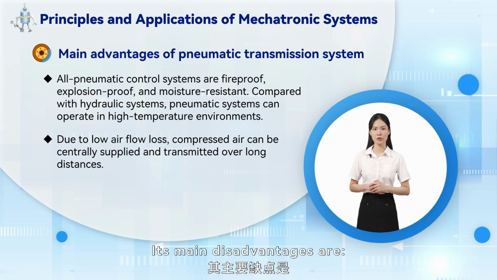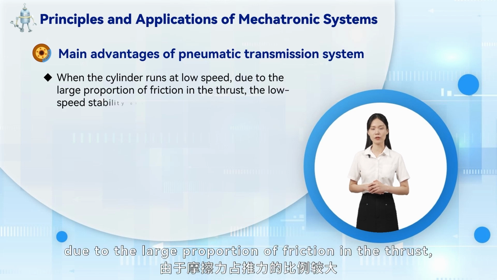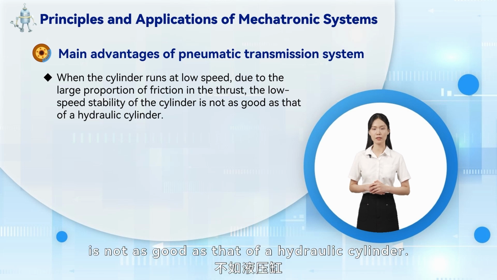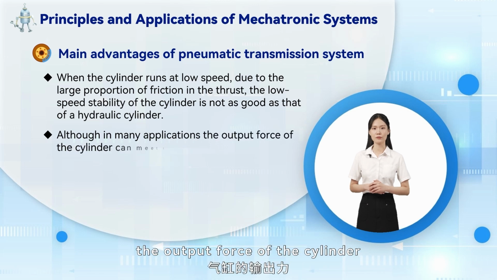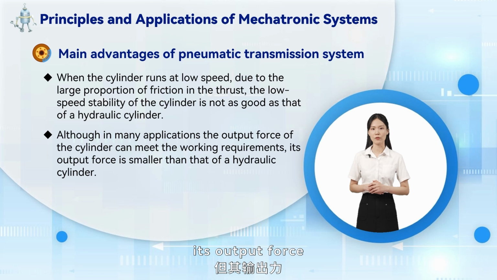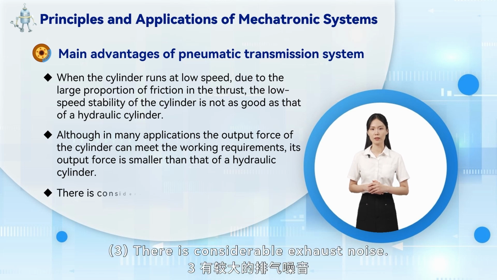Its main disadvantages are: 1. When the cylinder runs at low speed, due to the large proportion of friction in the thrust, the low-speed stability of a cylinder is not as good as that of a hydraulic cylinder. 2. Although in many applications the output force of a cylinder can meet the working requirements, its output force is smaller than that of a hydraulic cylinder. 3. There is considerable exhaust noise.